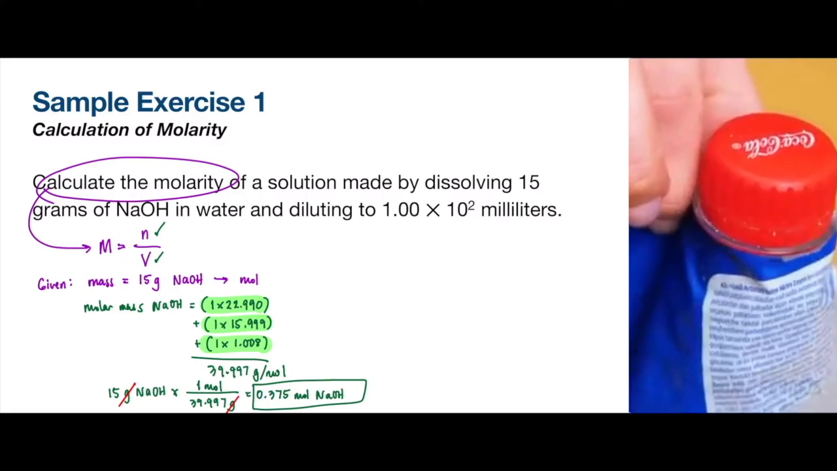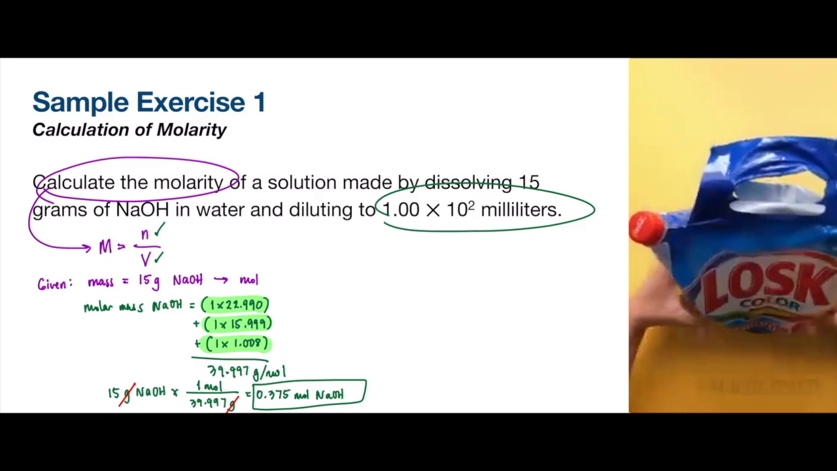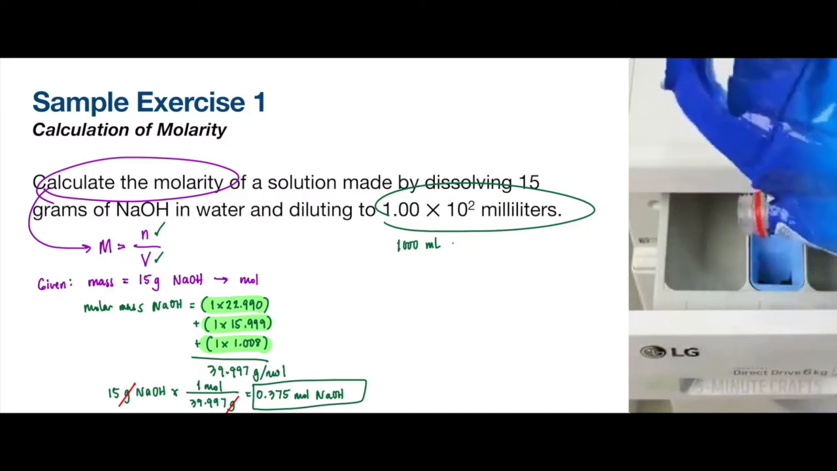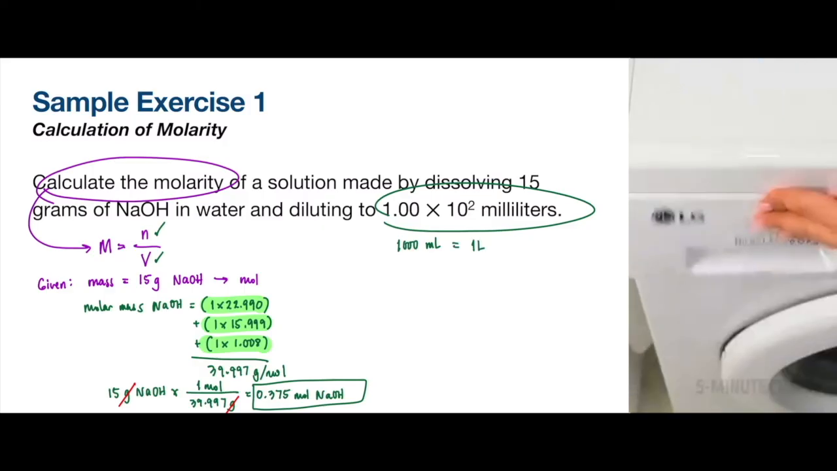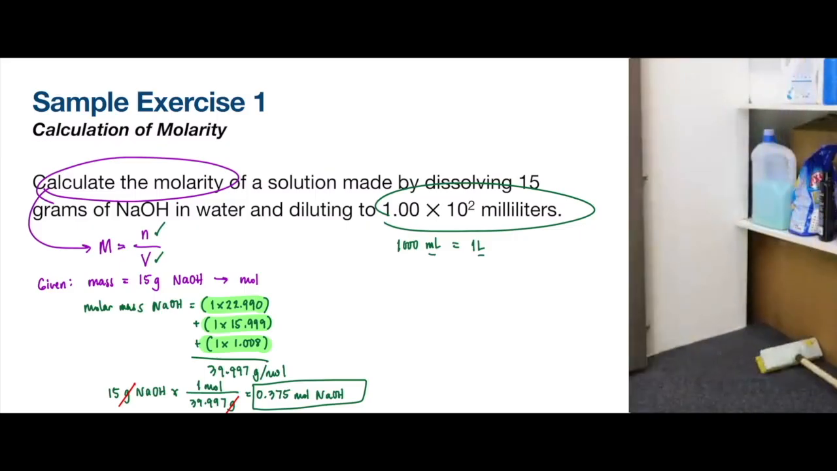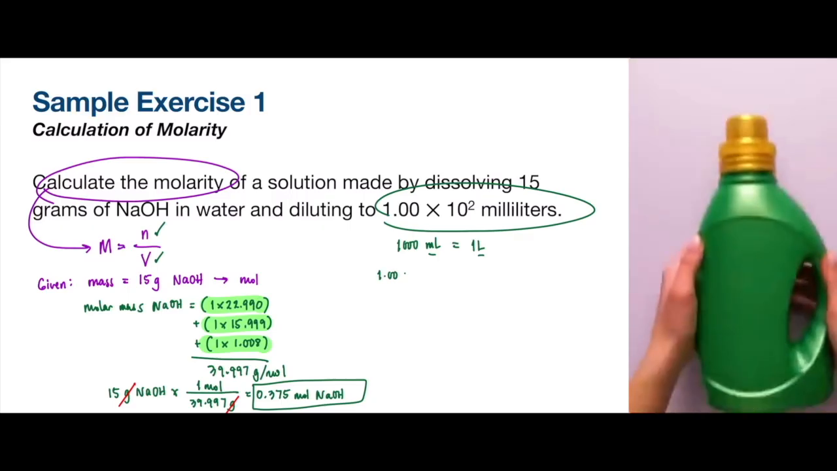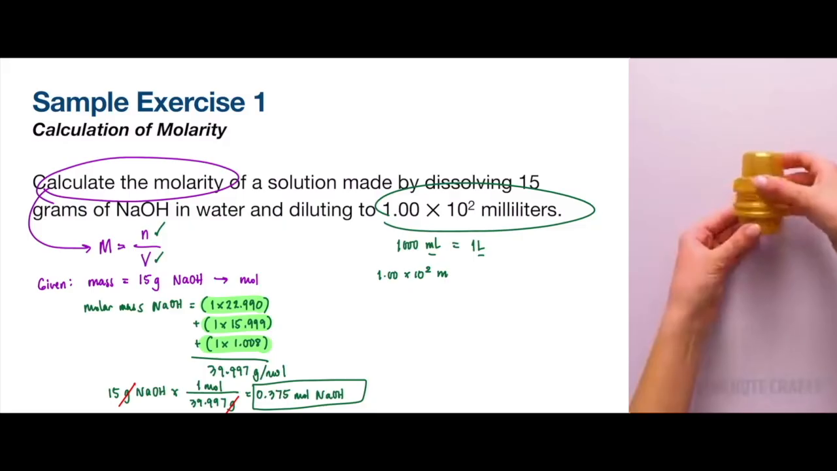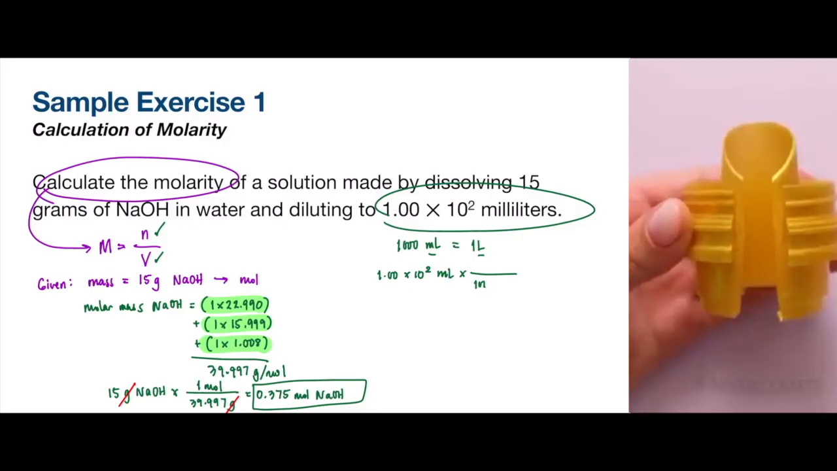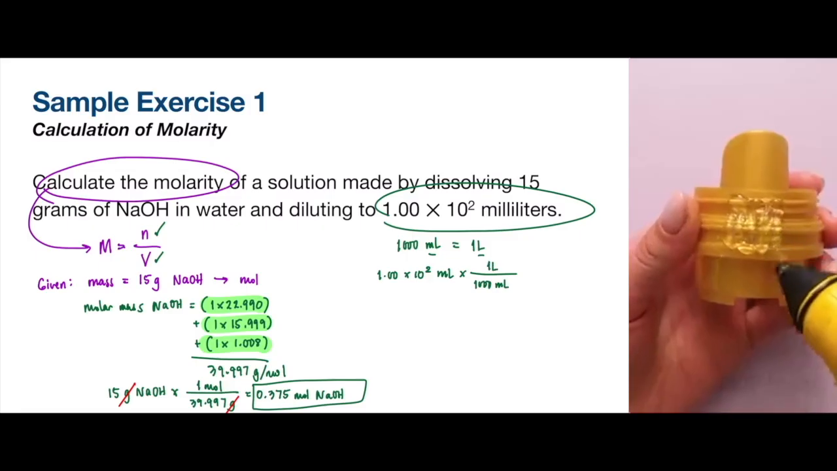Since we have the volume in milliliters, we have to convert it into liters first. And we know that 1000 mL, or 1000 milliliters, is equal to 1 liter. And that will also be our conversion factor in converting mL to liters. So let's convert our volume. So we have 1.00 times 10 raised to 2 milliliters multiplied by the conversion factor, wherein 1000 mL will be in the denominator and 1 liter will be in the numerator.